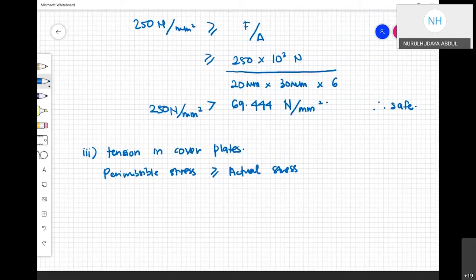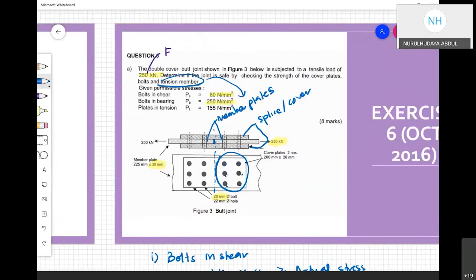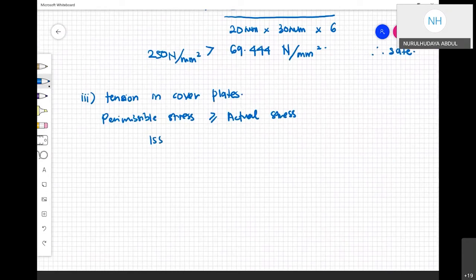So for plates, plates in tension, we can look here. This is the permissible, which is 155. Put 155 here. And the actual stress again, force divided by area. Okay, for force, you know it is 250 darab 10 kuasa 3 Newton. And then you have to divide by area.